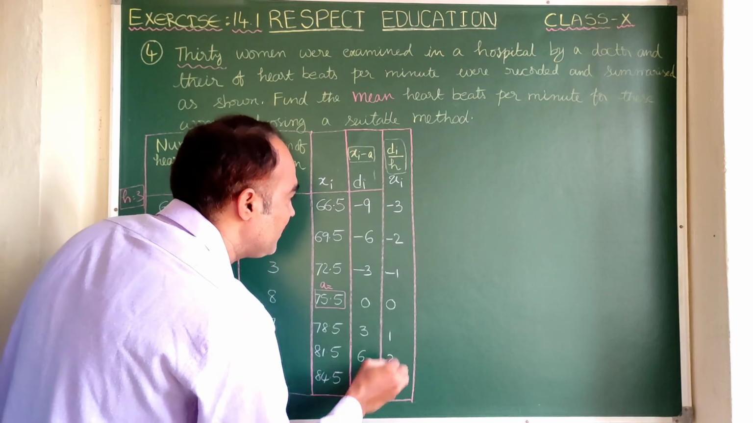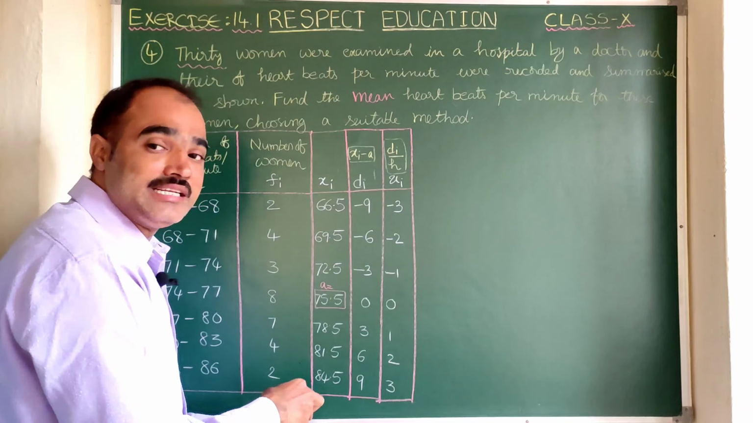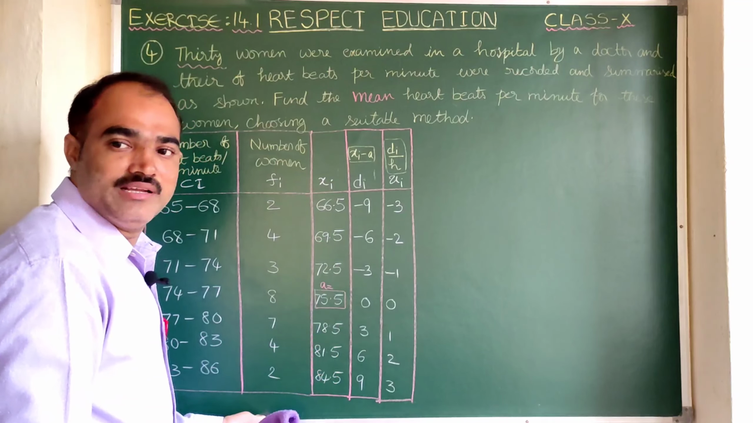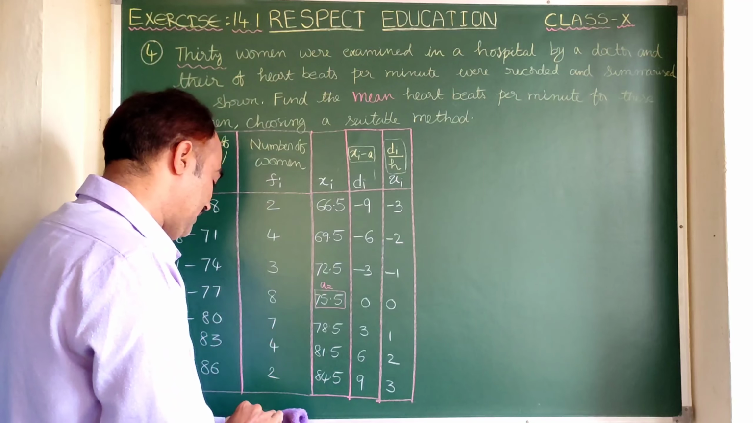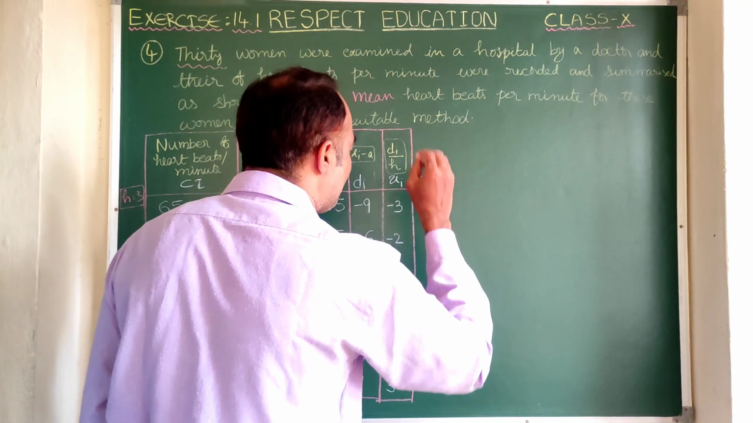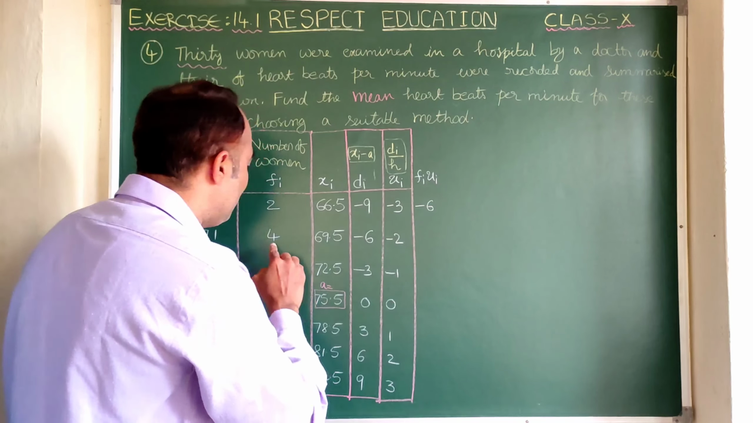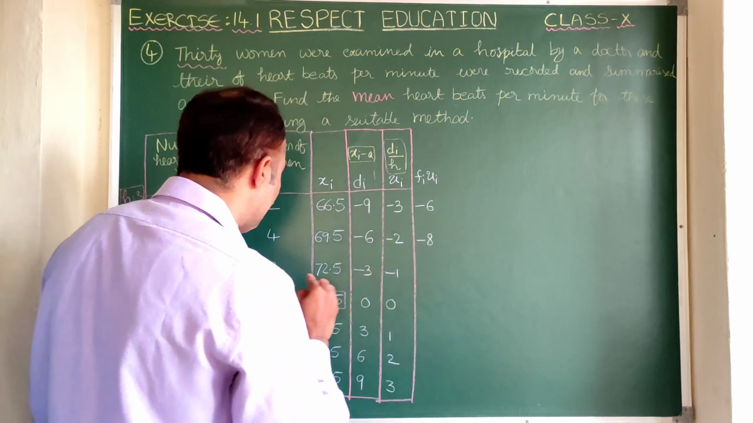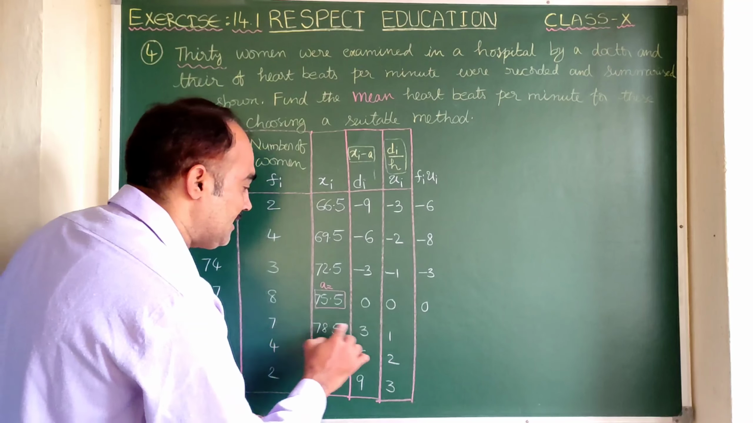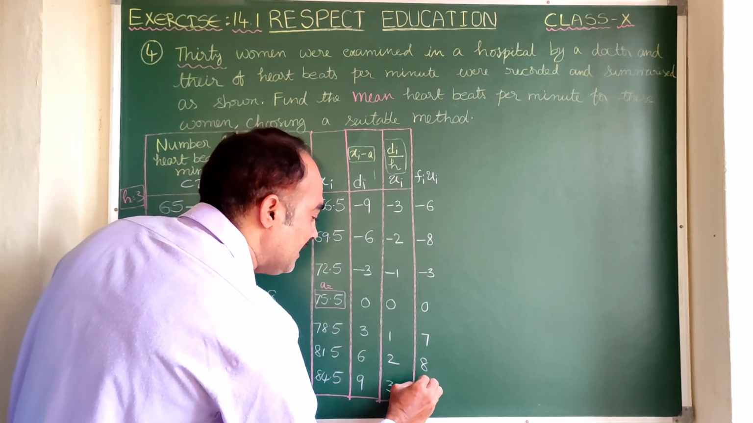Now ui is also ready. Now here, out of xi, di and ui, which is the latest one? Ui. With that we should multiply fi. With ui we should multiply fi. That is the last column of this table. Fi into ui is to be done. Now here, 2 into minus 3, minus 6. 4 into minus 2, minus 8. 3 into minus 1, minus 3. 8 into 0, 0. 7 into 1, 7. 4 into 2, 8. 2 into 3, 6.